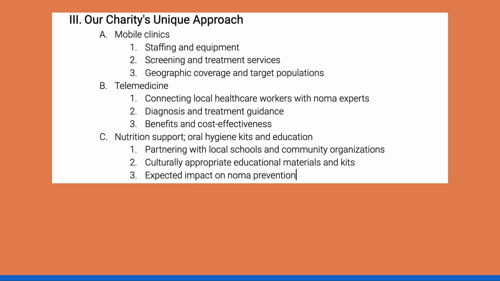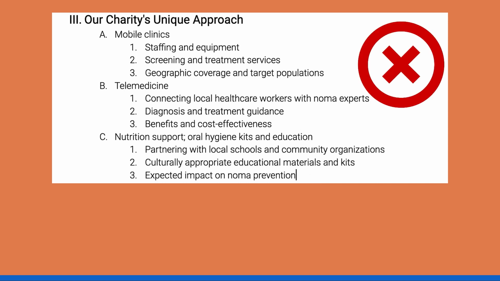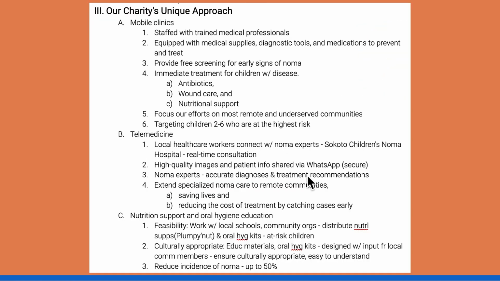Let's look at this one. Now we've got our charity's unique approach. This is the part of my outline where I'm talking about what my solutions are. You can see I've got the 3 approaches, but I don't have any real information here. This is more like telling me where I want to put my information, but it doesn't actually contain the information. That's a weak outline. Here's a much stronger version. I've got the same 3 approaches, but here I've got all of the details of how I plan to put this into action. That's a much better outline.